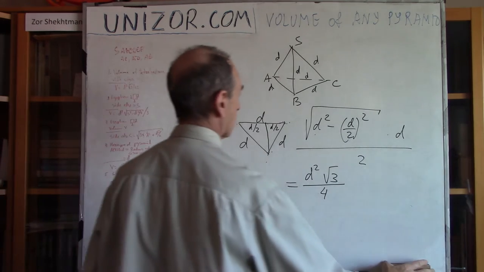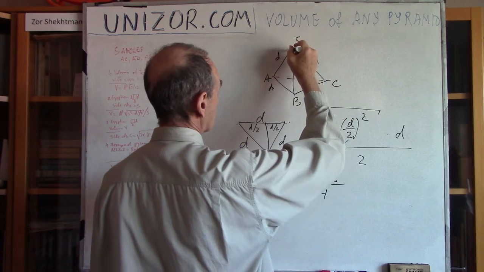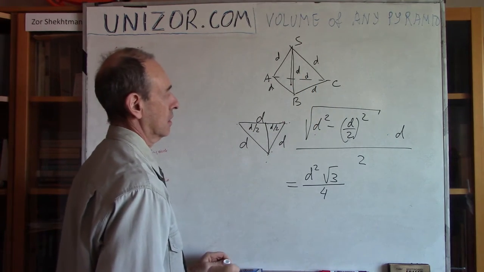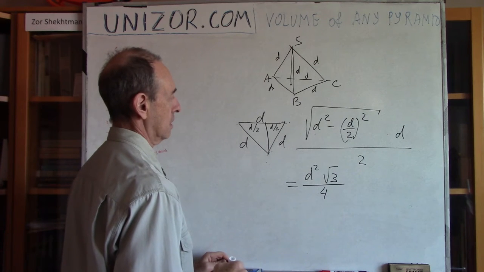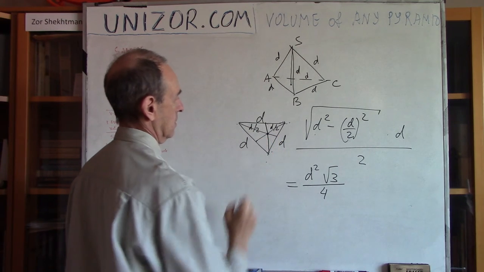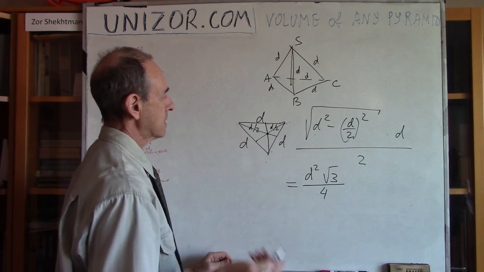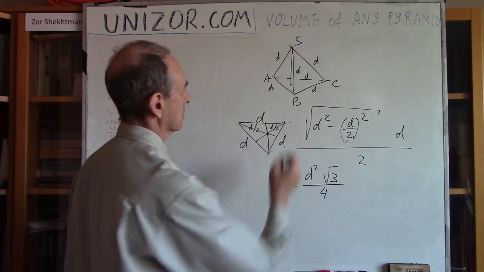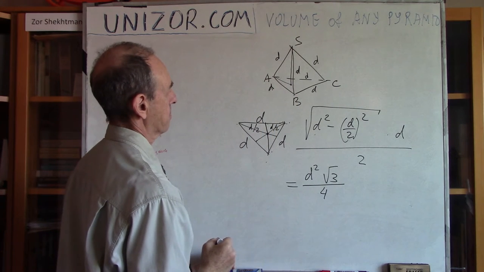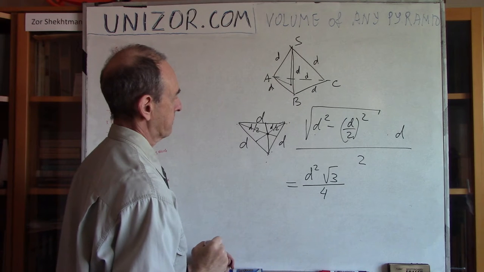All right. Now, how about the altitude of the pyramid? Well, let's just drop the perpendicular from the top, and this is the center of the base. Center is this. It's the point of intersection of all three altitudes or all three angle bisectors or medians or whatever. So we would like to have the distance from this center to the side.